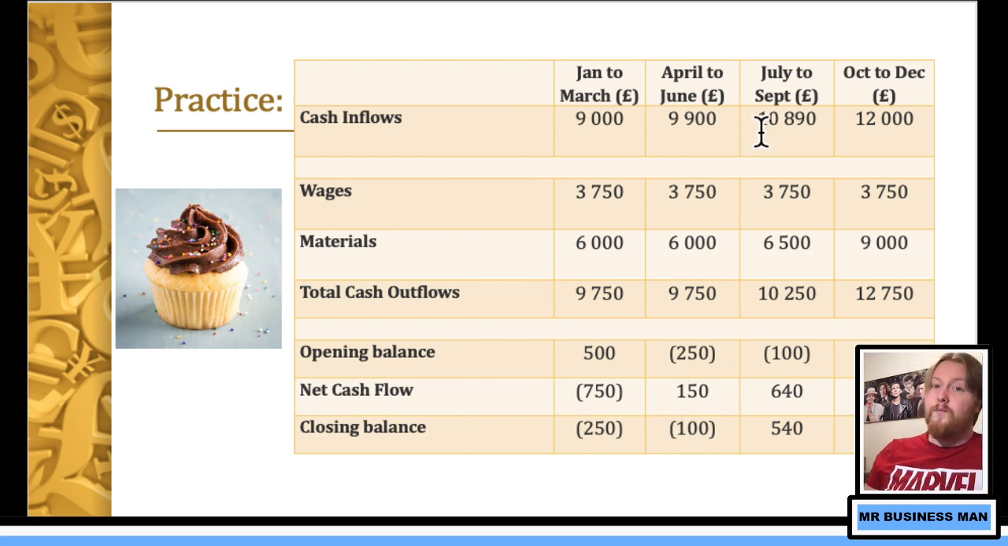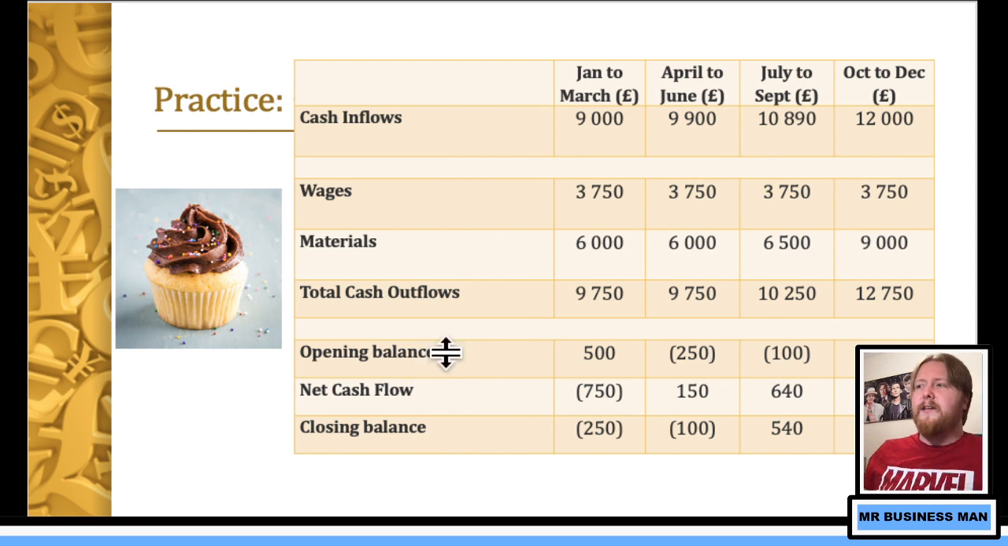And let's do one more. So we've got our July to September. We've got 10,890. We spent 10,250, which when you take them off gives us a positive 640. We started with minus 100. We add the 640, and that leaves us with a positive 540. So I hope that makes sense.